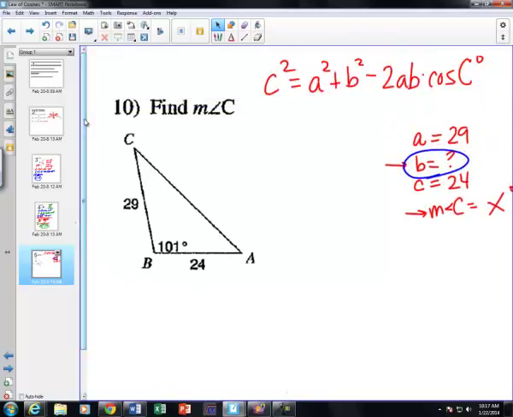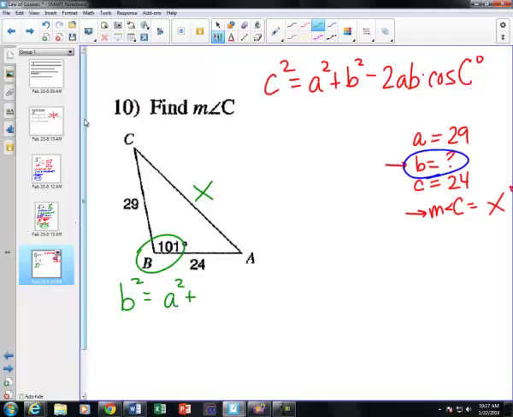Okay, so let's find that side B, which is right here, across from capital B, the angle. Let's see, can I use law of sines to do this maybe? Well, I'd have sine of 101 over x, and then I don't know any other angles, so I'm not going to be able to do that. But I can use law of cosines, right? I know angle B, so I'm going to use the one that goes b squared equals a squared plus c squared minus 2ac times the cosine of angle B.